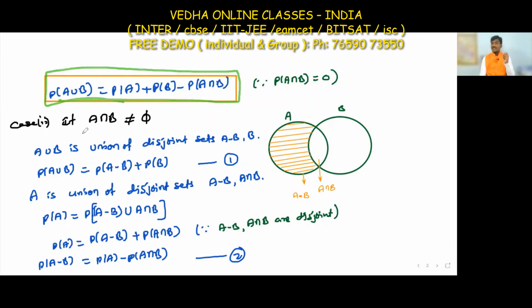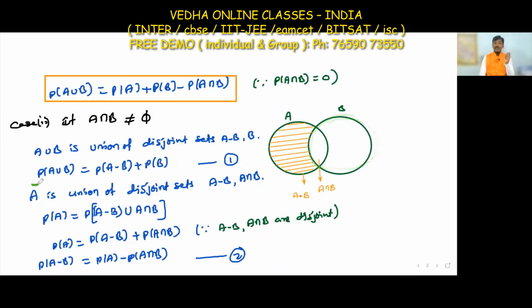And case 2, what is case 2? If A intersection B is not equal to phi, it means A and B are intersecting. We have A here and B like this, and this is a common part, the intersection part here, so that means not equal to phi. A union B is a union of two disjoint sets. What are the disjoint sets here? Whatever I shaded here is A minus B, and other than this shaded part, this is B.